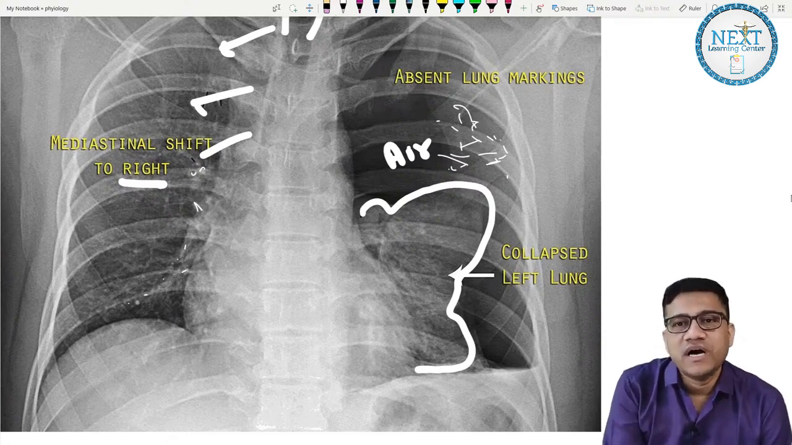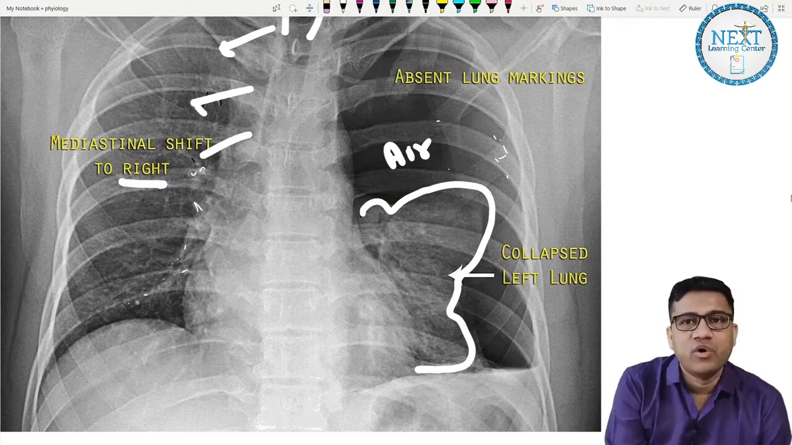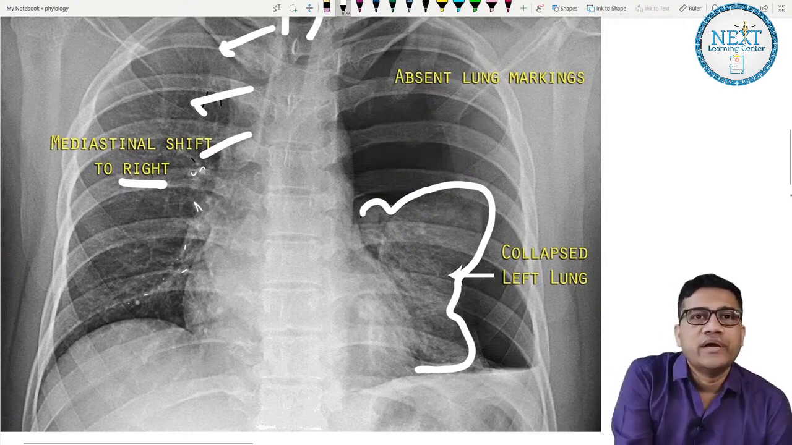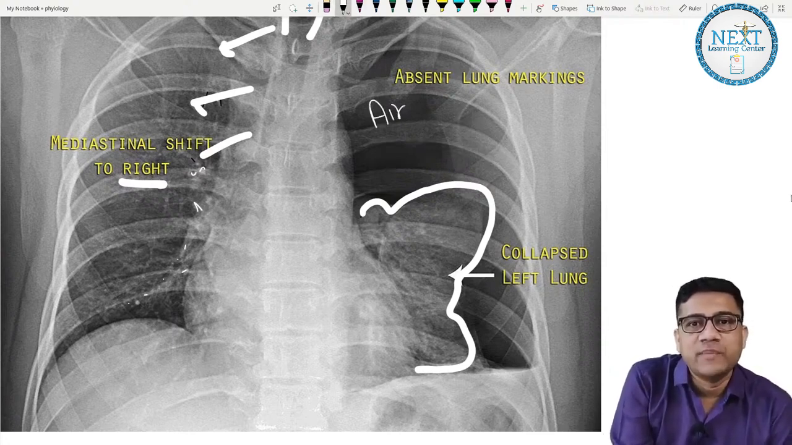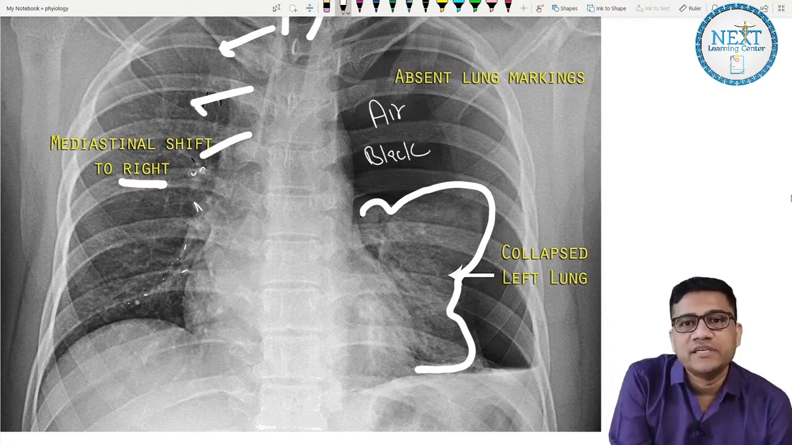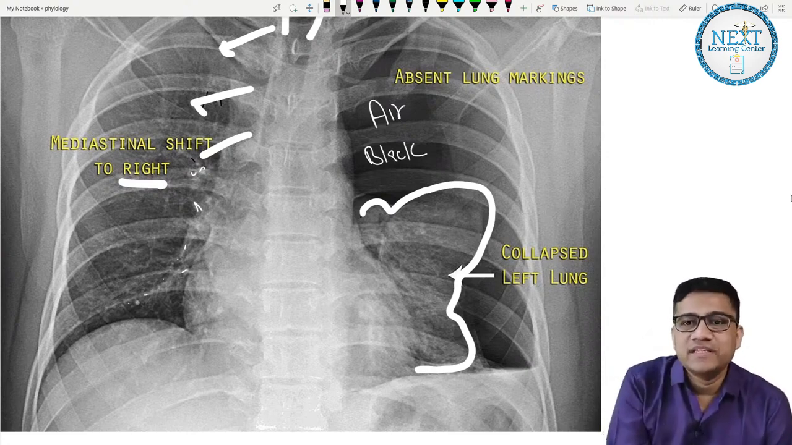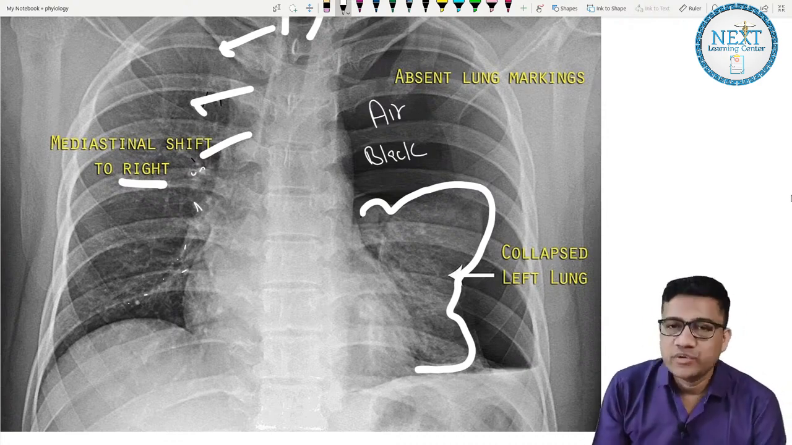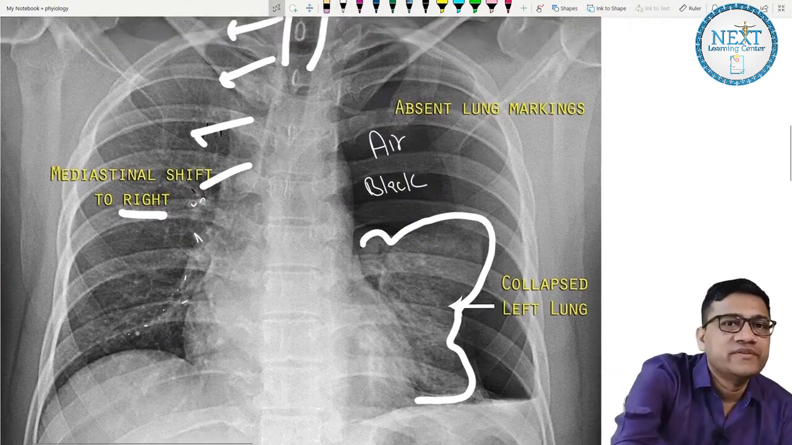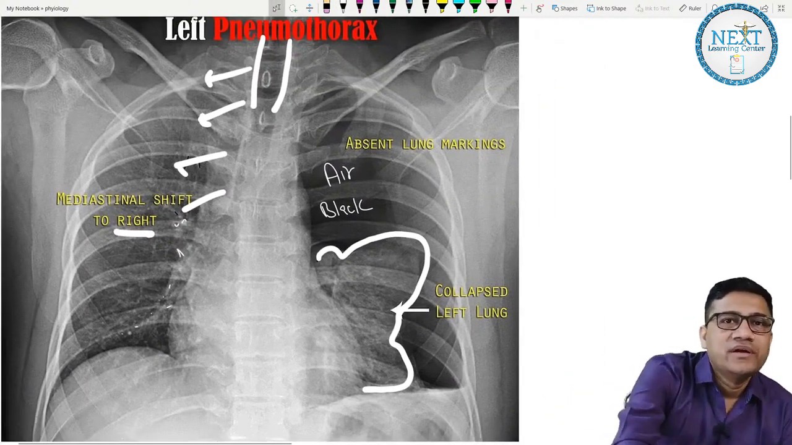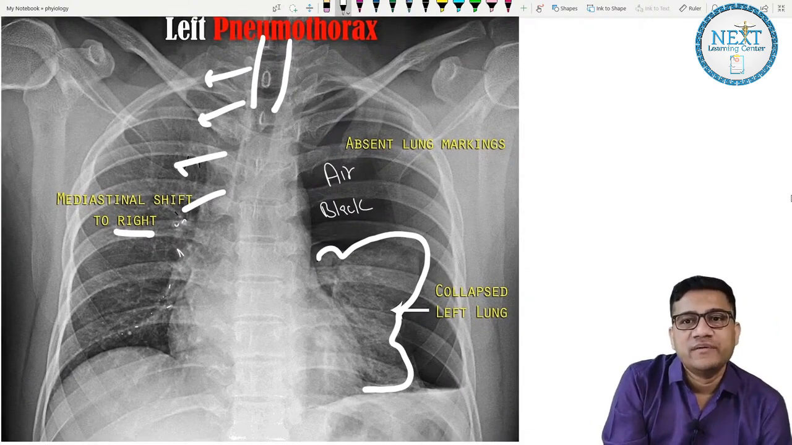These are replaced here. This is just air. Can you see this black? Air is black, so this black is just air. Air where? In the thorax. Okay, clear? And this is the collapsed lung. So yes, it is a pneumothorax. You can see the mediastinum shifting to which side? To this side. So this is the left pneumothorax.